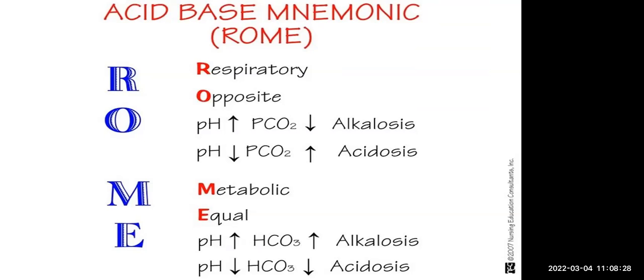For metabolic, the values should be equal. If the pH is high and bicarb is high, it is alkalosis, and if the pH is low and bicarb is also low, it is acidosis, metabolic acidosis.